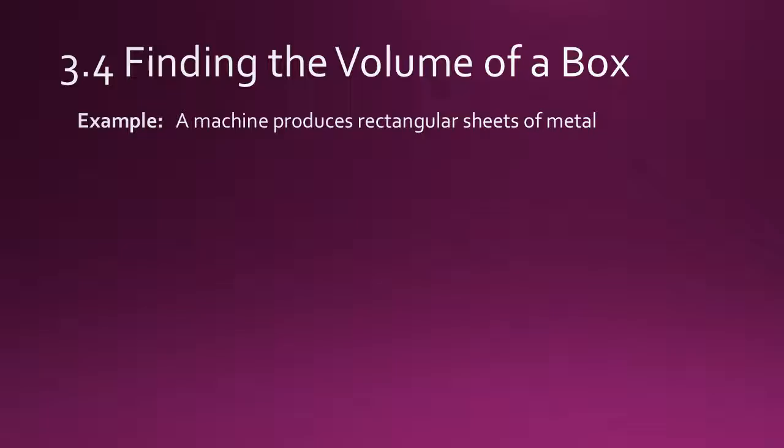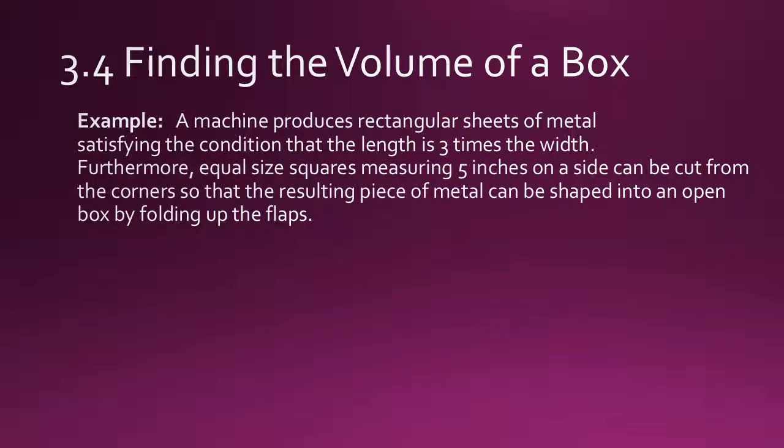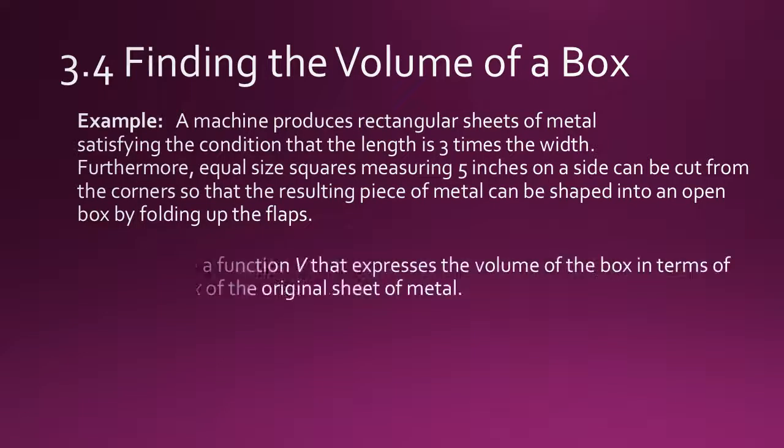Now we're going to work with the volume of a box. A machine produces rectangular sheets of metal, satisfying the condition that the length is 3 times the width. Furthermore, equal size squares measuring 5 inches on a side can be cut from the corners so the resulting piece of metal can be shaped into an open box by folding up the flaps.